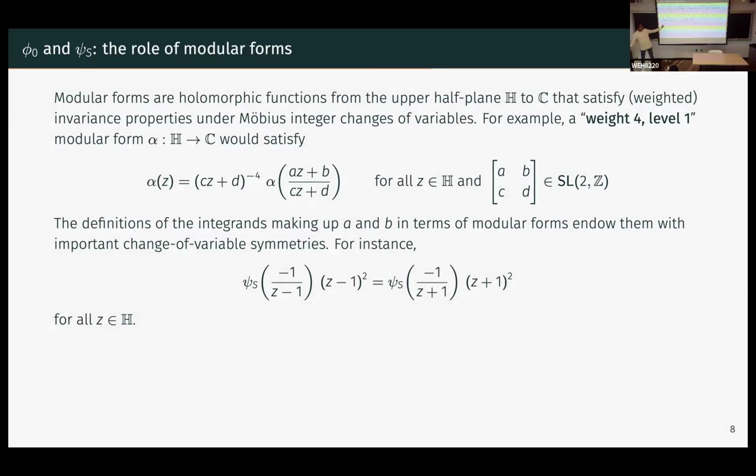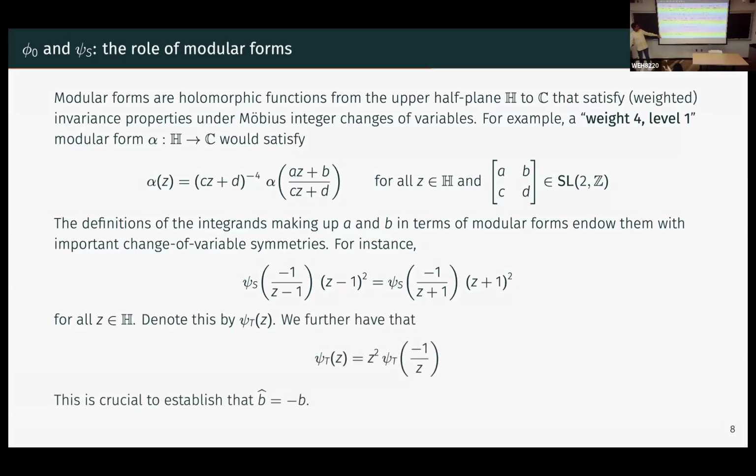And the point is that you can show something like this. And it endows them with these change of variable properties, which allows you to, actually, I think there's a minus sign missing here. But anyway, if you look at this, the point is that this allows you to change the integrand of one of them to the integrand of the other, which swaps some integrals around and lets you prove the eigenfunction property. So you have these kinds of invariance properties. So you get something called psi s, which has that property.